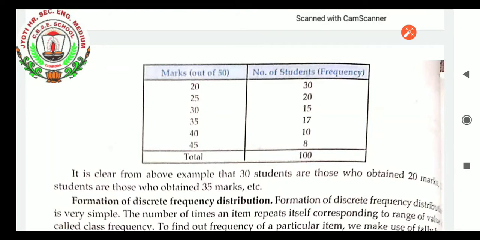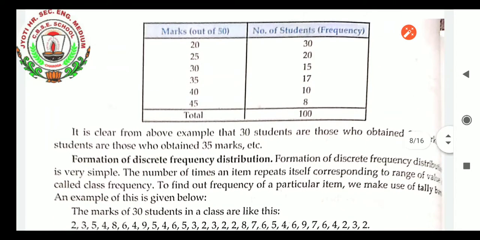Next marks is 25. How many students scored 25 marks? There are 20 students who scored 25 marks. This way we can come to know how many students got how many marks out of 100. It is clear from the above example that 30 students obtained 20 marks, and 70 students obtained 35 marks, etc.